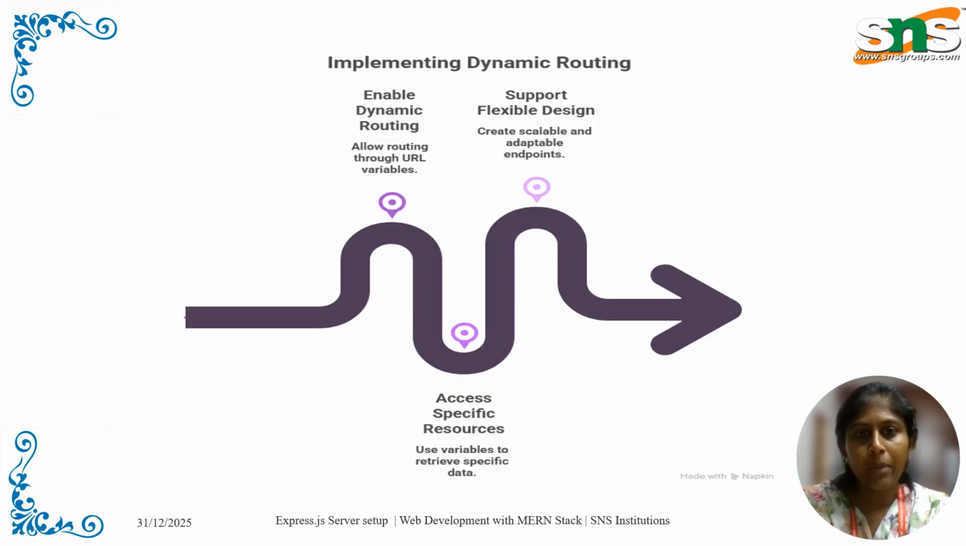Now let us think about structuring our project. Instead of writing all routes in server.js, we should divide them into separate route files. For example, userRoutes.js, productRoutes.js, orderRoutes.js. So this modular approach improves readability, makes debugging easier, and supports scalability. So this is how professionals usually design backend systems.